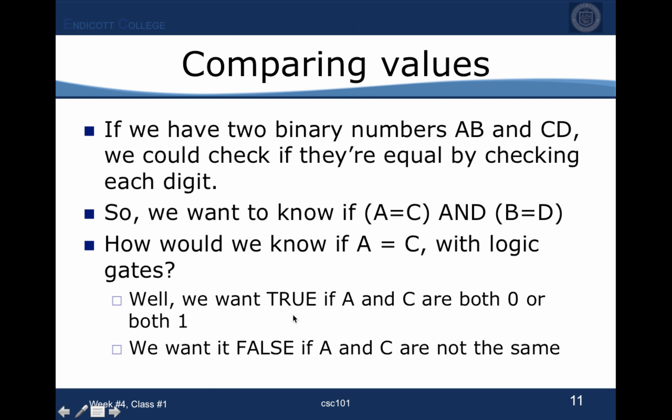So I think, hopefully this is believable. I want to say yes, or true, to this statement if A and C are either both zeros or both ones. Those would be the only two situations where I'd want to say, yes, A and C are equal. I'd want to do that if they're both 0 or both 1. Obviously I would want to say false, or no, they're not equal, if they're not the same. In other words, one of them is a 0 and the other one's a 1.